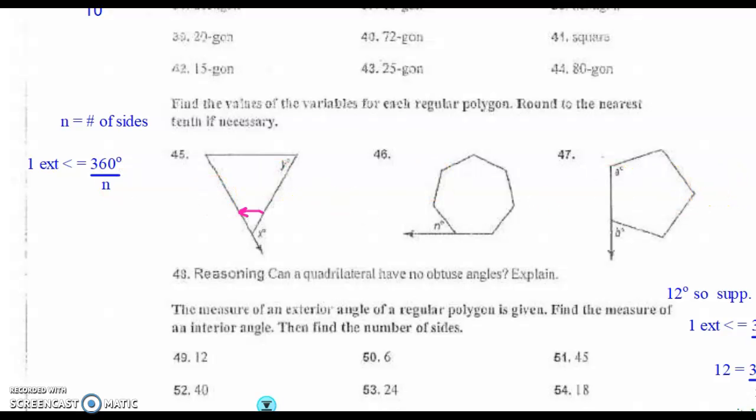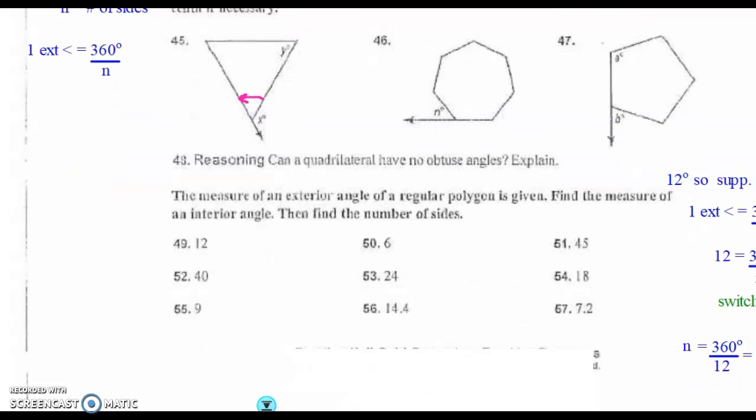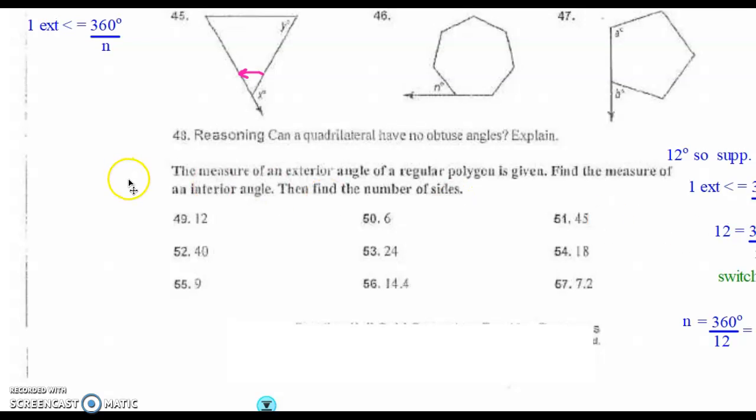Okay, we're going to skip down to the next section. It says the exterior angle is given. So the exterior angle is 12. It says find the measure of the interior. Well, simply, that is just the supplement to 12 degrees. And we know that part of this question, the interior angle is 168 degrees to supplement.